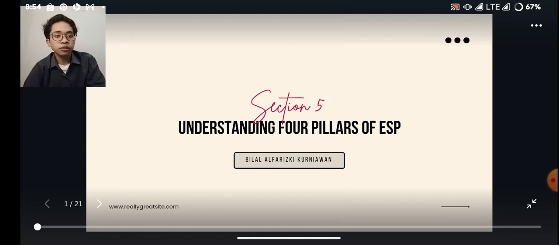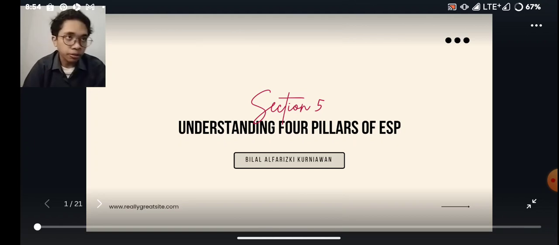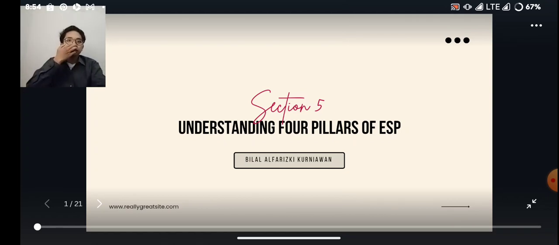In this section 5, I will be describing the understanding of the pillars of ESP. ESP is founded on the 4 pillars of needs analysis, learning objectives, materials and methods, and evaluation. Of course, it is necessary to understand not only what these pillars are, but also how to construct them, and we have to look for possible cracks and problems. So, over the next 4 chapters, we will focus on these 4 pillars of ESP.